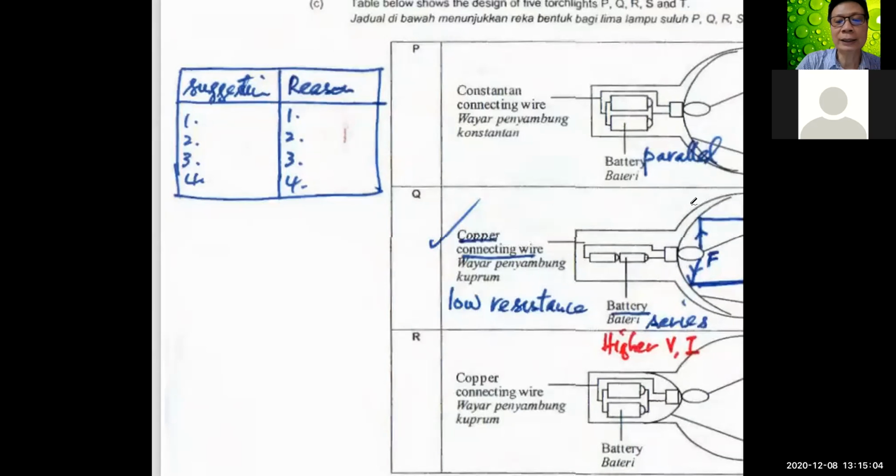Remember, to answer this question, even though you say essay question, you don't write a long essay. No, not like that. You answer the 10 marks question in a table form. Suggestion, you have 1, 2, 3, 4. Your reason, you have 1, 2, 3, 4. Okay, ready? Okay, come, let's see the answer now.